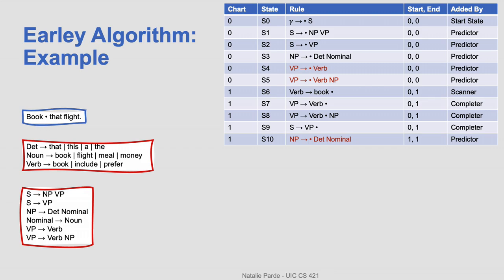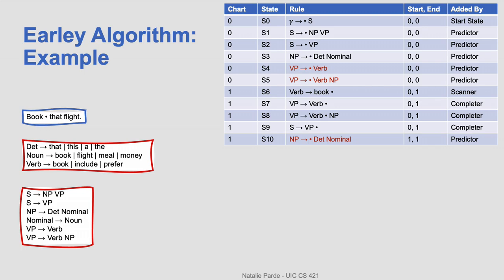Now, when we process state 6, we can't use the predictor or the scanner operator because the dot is all the way at the end of the input. So we'll use the completer operator. We see that having a complete verb entry can lead to having a complete verb phrase entry, so we'll go ahead and add that. It'll also allow us to move forward in the production rule where a verb phrase generates a verb followed by a noun phrase, so we'll add an updated state corresponding to that rule as well. Finally, having a completed verb phrase in state 7 allows us to complete state 2, so we'll add a completed version of that state to the table as well.